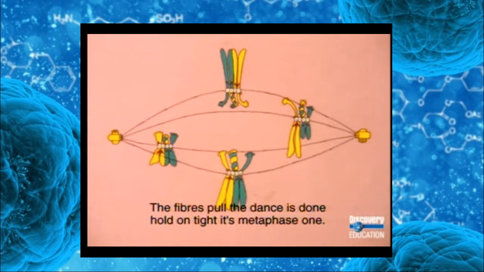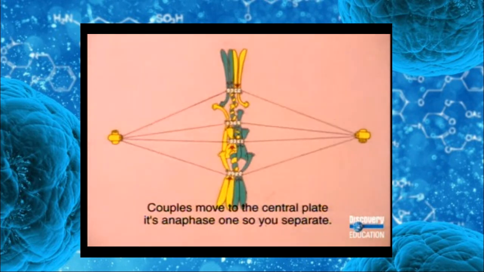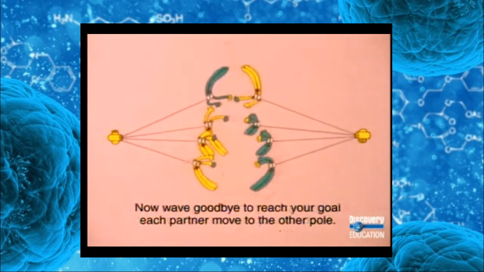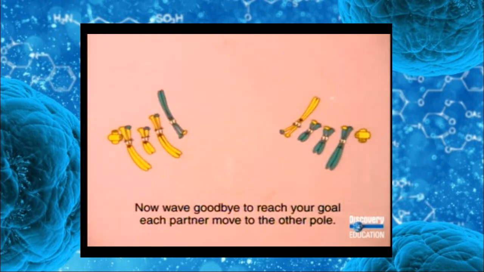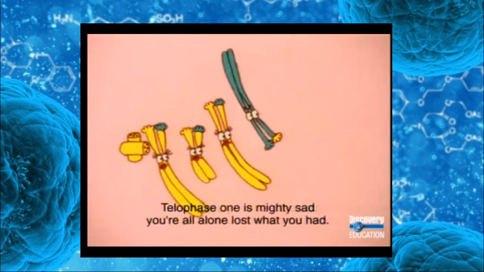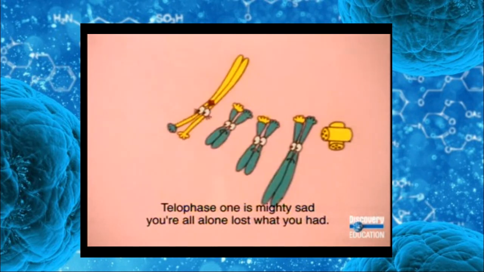And see, we have a meeting in the middle. Now anaphase, they separate them. Notice they're still in they're still in chromosomes. The sister chromatids are still attached.